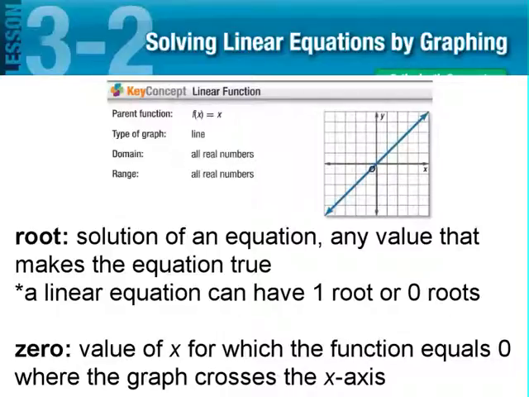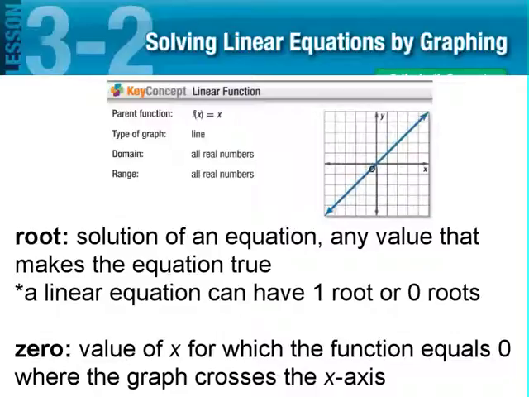So we're going to define what a root and what a zero are. First of all, a root is a solution of an equation. It is any value that makes the equation true. A linear equation can have one root or zero roots. It can't have any more than one, but it can have zero. A zero is a value of x for which the function equals 0, and that's what you're going to be finding today. It is where the graph crosses the x-axis.